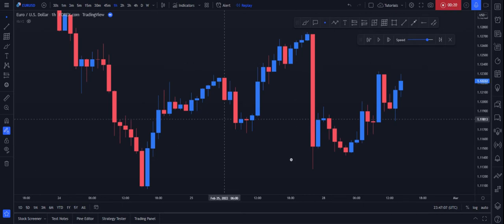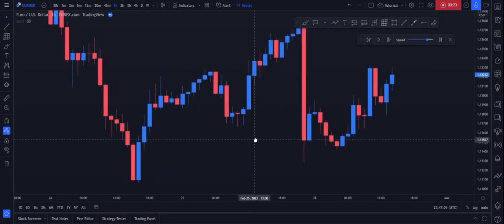So now let's consider this as your trading chart. This is the EUR/USD pair, that is the European currency versus the United States currency, right? So now let's look at this for instance.